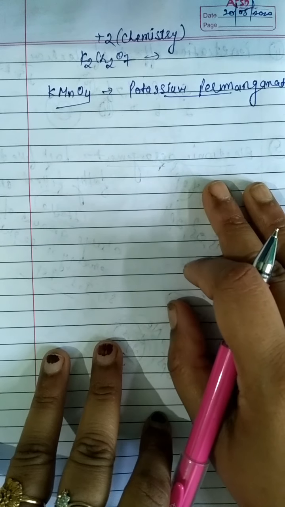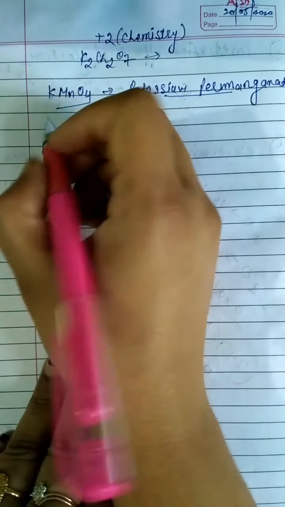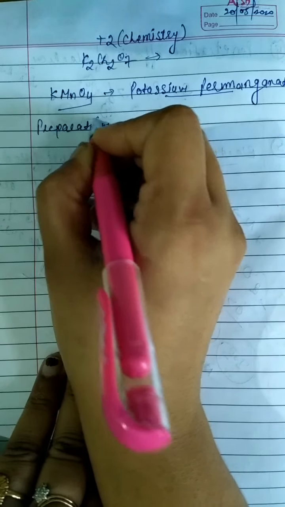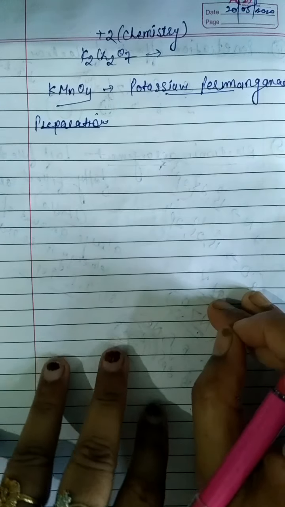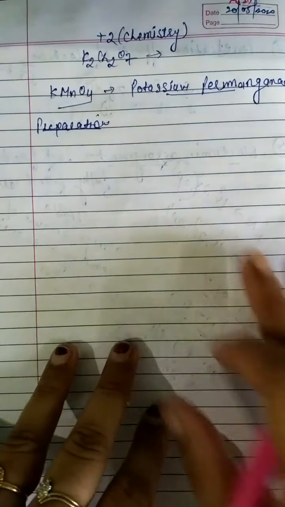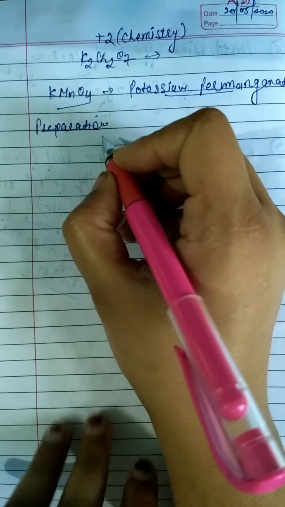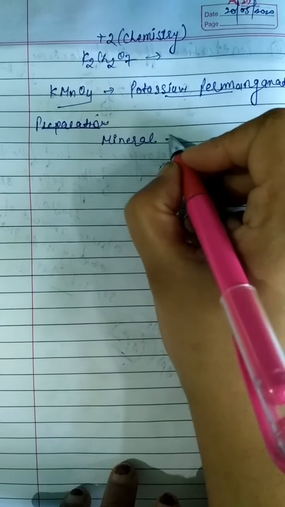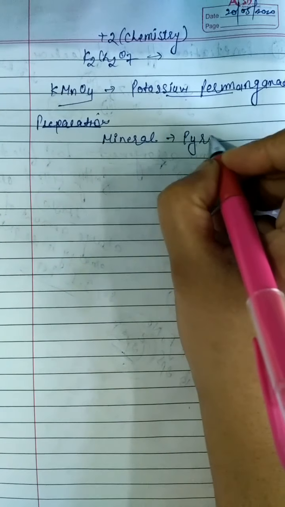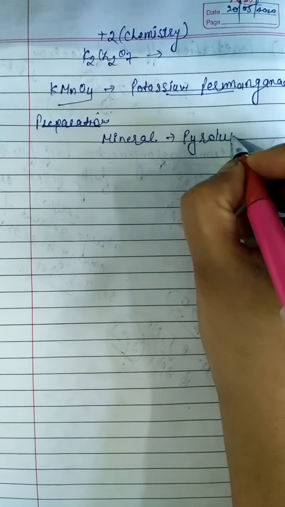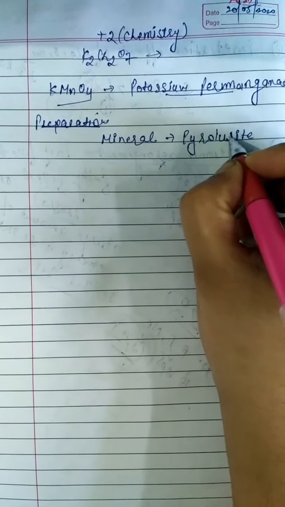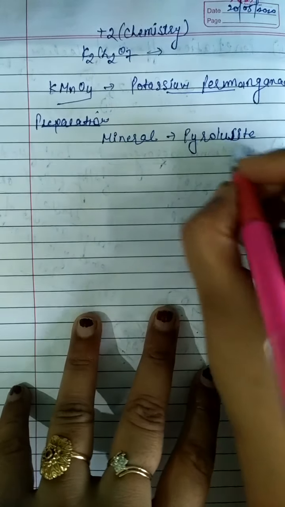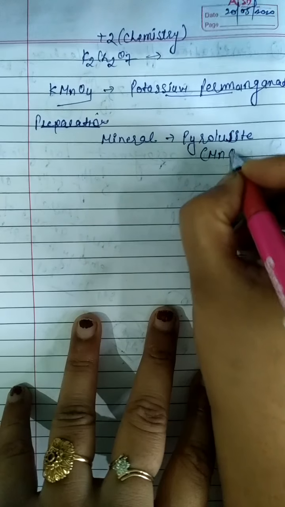Firstly, we do the preparation. How can we prepare potassium permanganate? Potassium permanganate is obtained from a mineral, and that mineral is called pyrolusite, and the formula of this is MnO2.